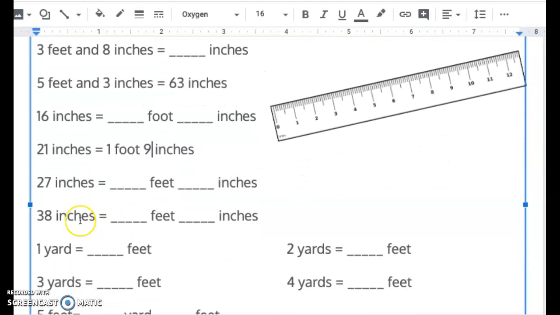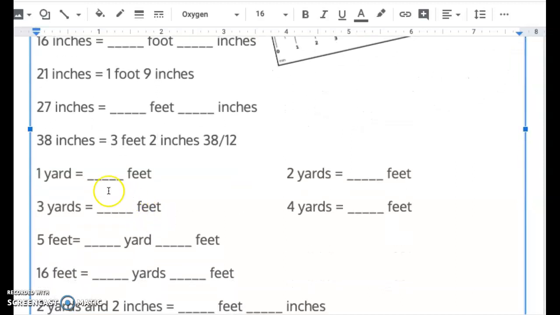Let's go down to 38 inches. How many feet could I take out of that? Really what I'm doing in my head is I'm doing 38 divided by 12. Well, now I know I could take 3 out, right? 36 inches I could take out, and then I'd be left over with 2 inches after that.